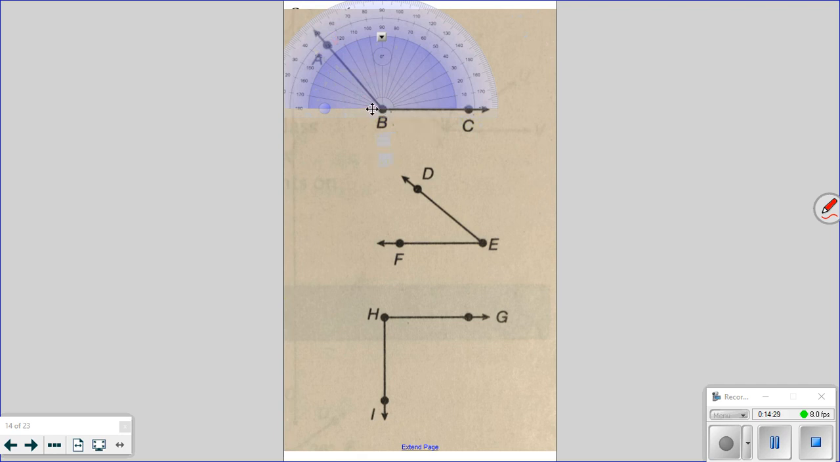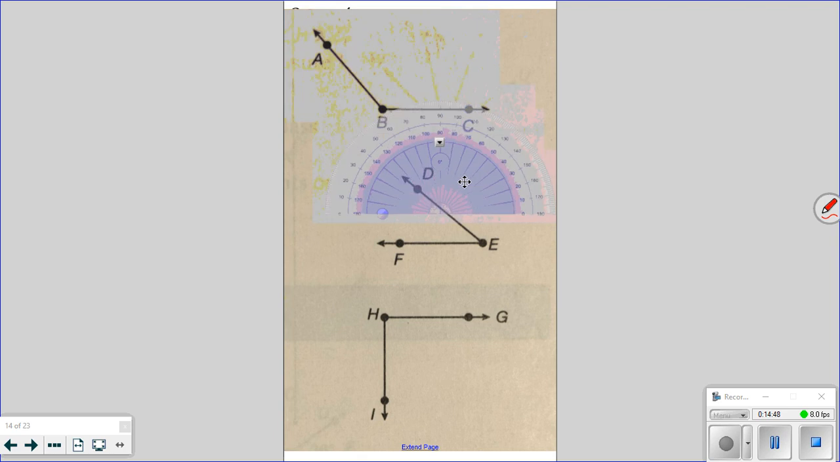So if you get this accurate, then it should show 130. If it looks like it's 129.5, don't put 129.5. They usually give you whole numbers, so don't try and make this more precise than it needs to be. Okay? But that's how you can use your protractor. Let's look at the next one.